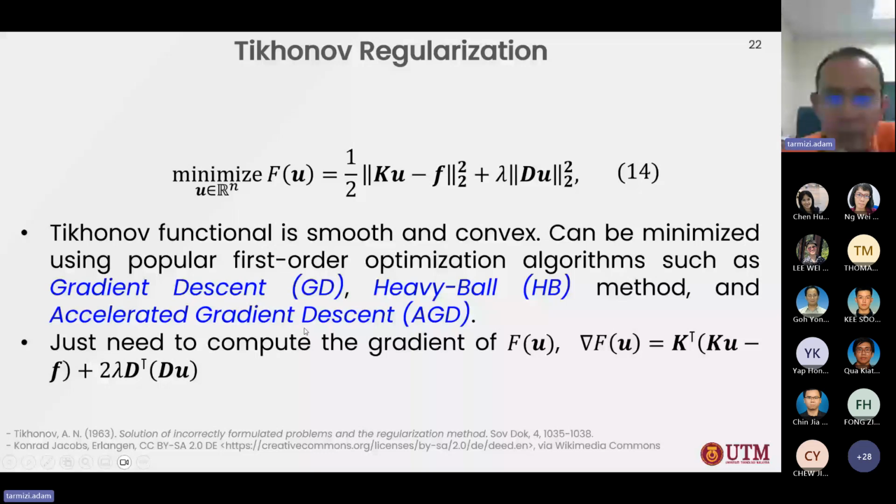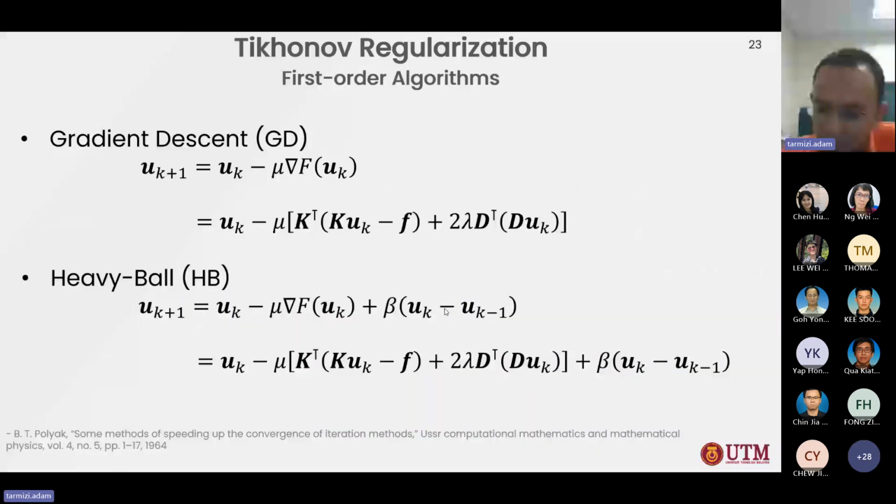What we have to do is compute the gradient of this. If you compute the gradient, you get this, and then you can just substitute that into the algorithm for either GD, HB, and AGD. For example, if you have gradient descent, this is the step for gradient descent.